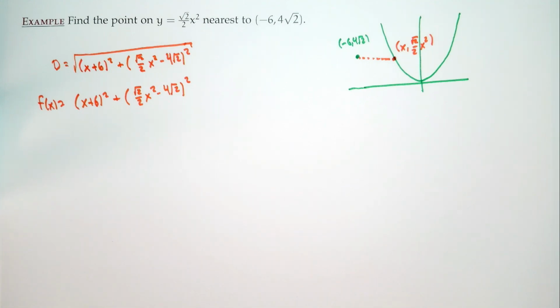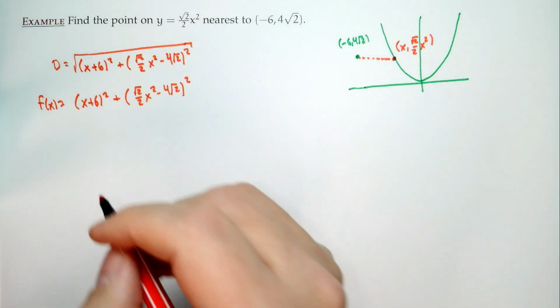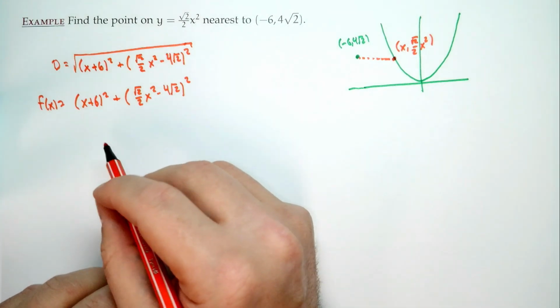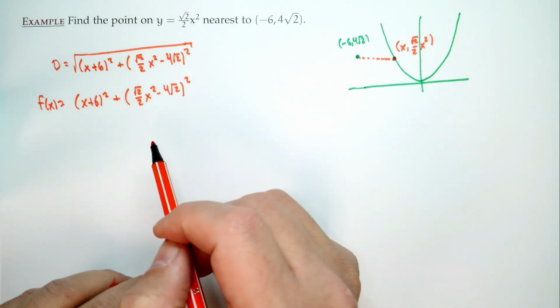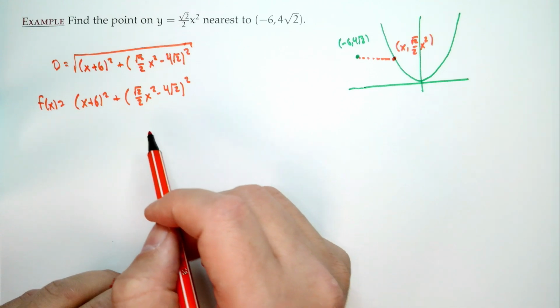Now, will it change the answer? No. Will it change how much work we do? Well, it certainly changes how much ink we need, because we're not going to have to write down so much. And we like it when we don't have to write down so much. So here's the function we're trying to optimize. And let's get to work.